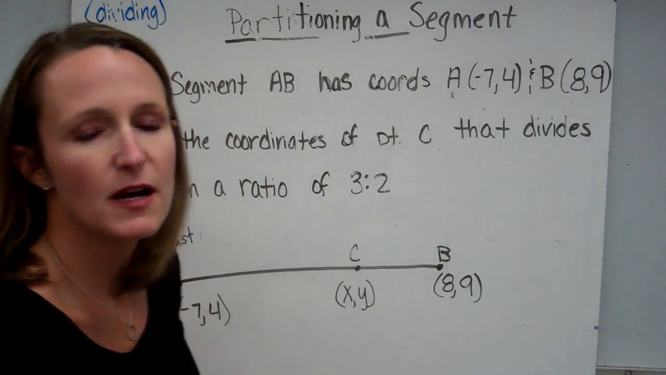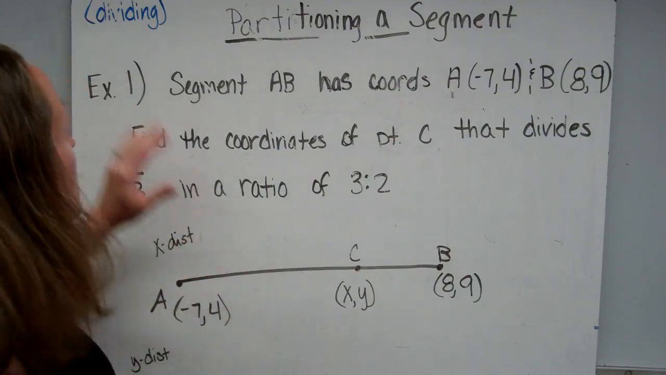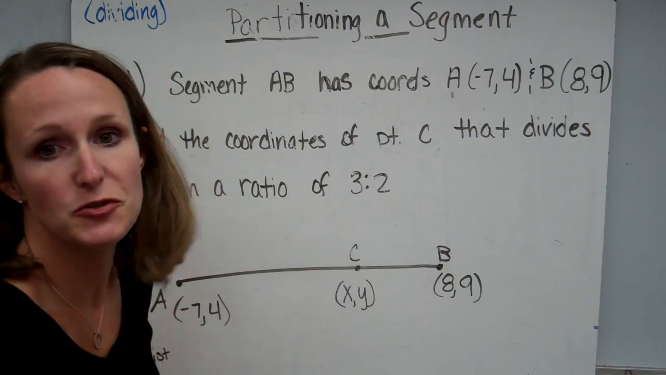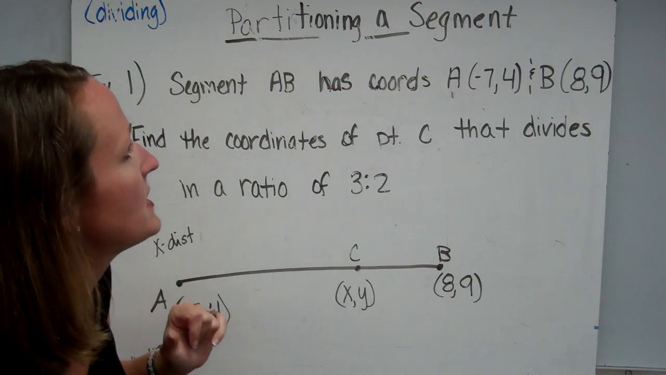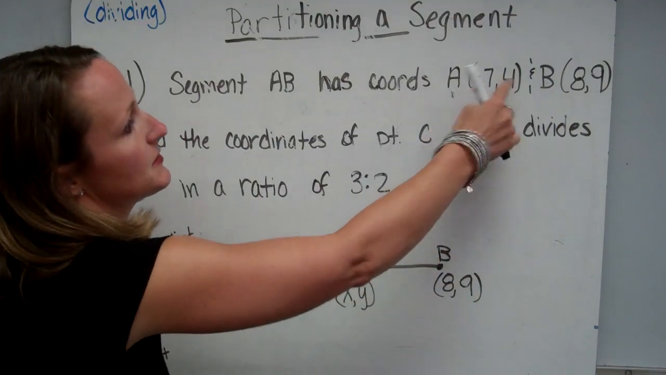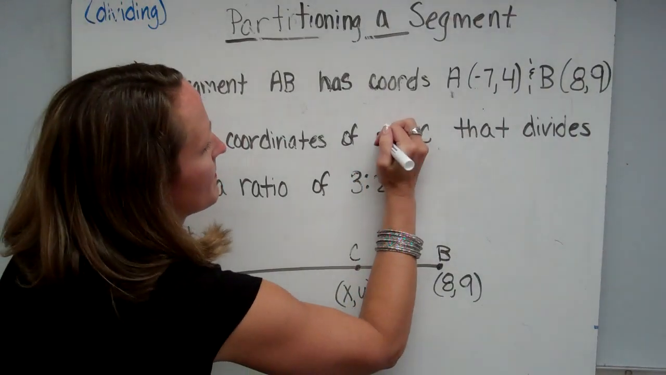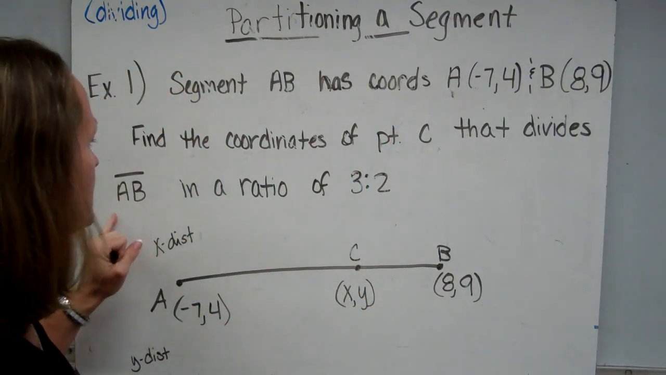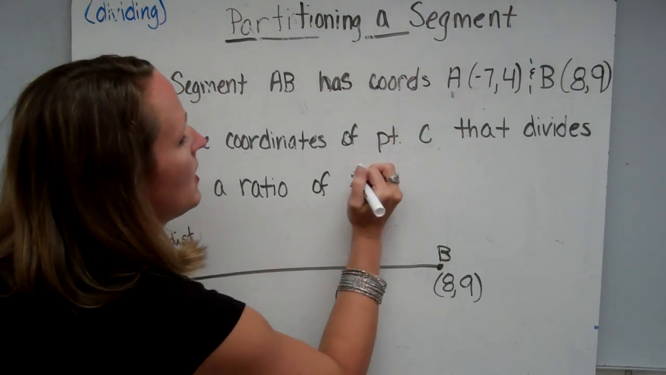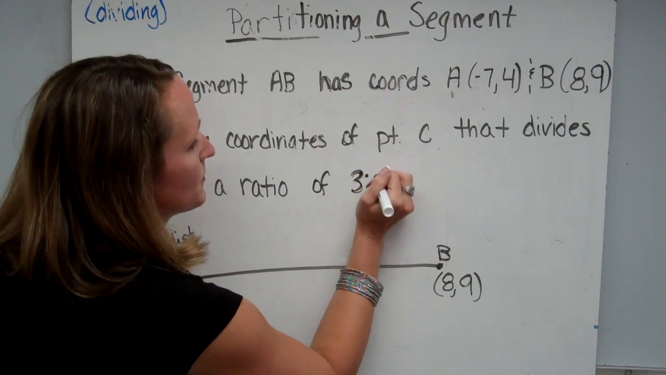In this video, we're going to talk about how to partition a segment or divide a segment. So in your notes, you'll see you have this problem. Segment AB has coordinates A (-7, 4) and B (8, 9). Find the coordinates of point C that divides segment AB into a ratio of 3 to 2.